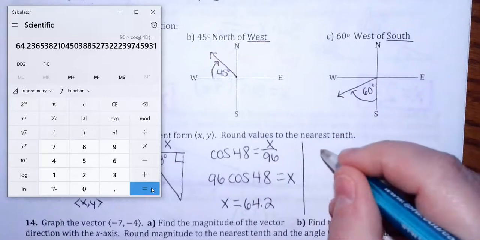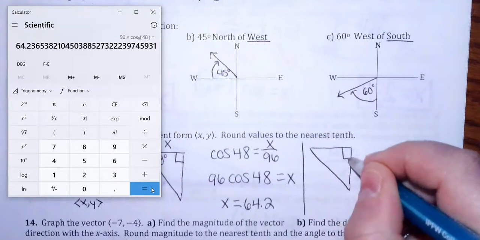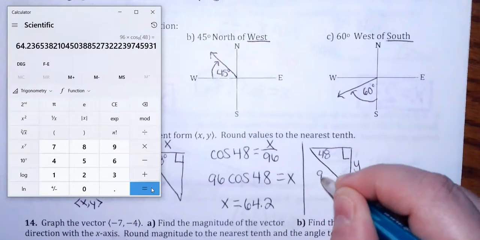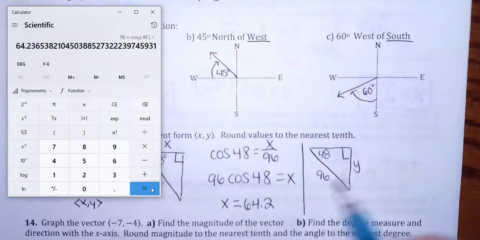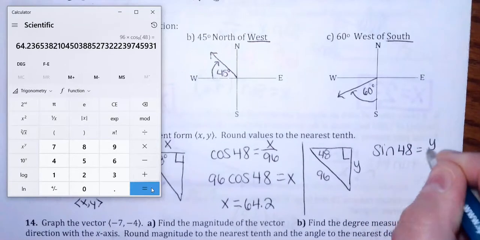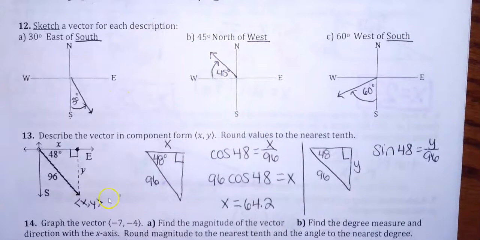Now I'm going to redraw that triangle, which you don't have to do, but I want to do y as a totally separate problem here. The y coordinate of this point from this angle is going to be opposite over hypotenuse. So I'm going to do sine of 48 equals y over 96. Very similar problem. I'm going to multiply both sides by 96.